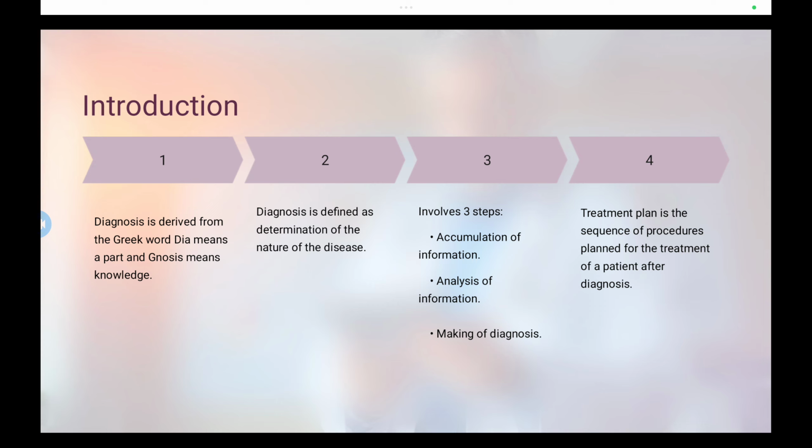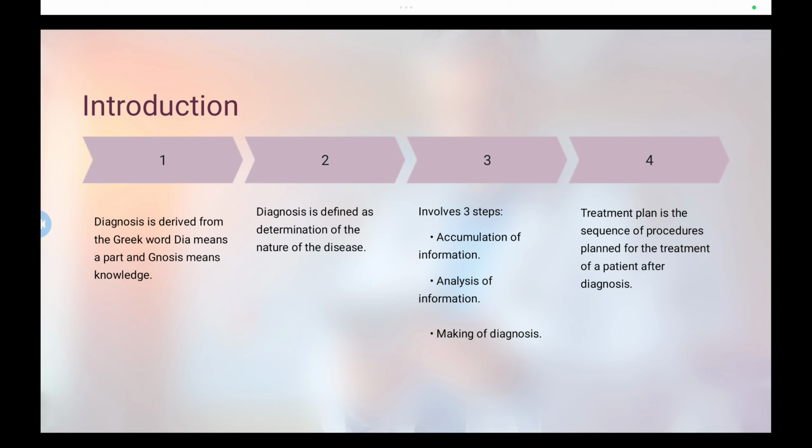Introduction. Diagnosis. Diagnosis is derived from the Greek word dia, which means apart, and gnosis, which means knowledge. Diagnosis is also defined as the determination of the nature of the disease, to determine the type of disease and further its treatment planning. It involves three steps: accumulation of the information, analysis of the information, and finally making of the diagnosis of the disease.